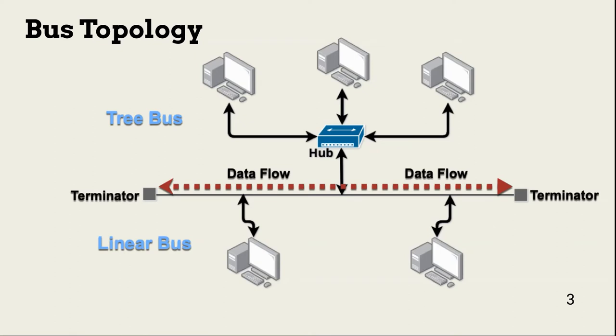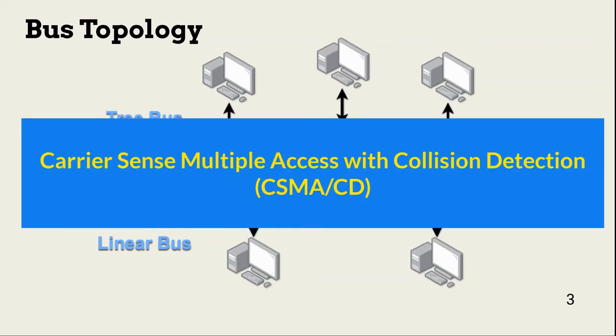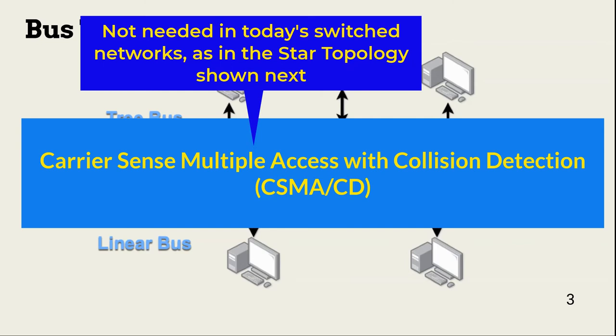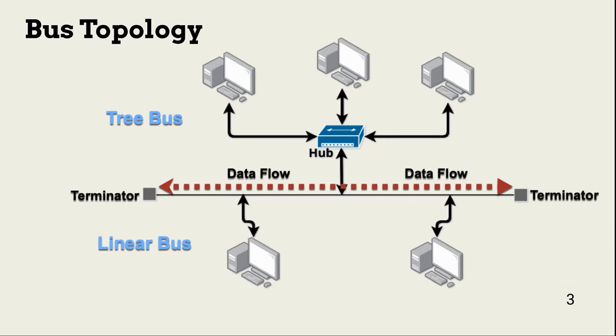In both types, all devices on the network see all packets. Instead of using a token, as in ring topology, Ethernet, the most popular network topology today, uses carrier sense multiple access with collision detection, or CSMA/CD.